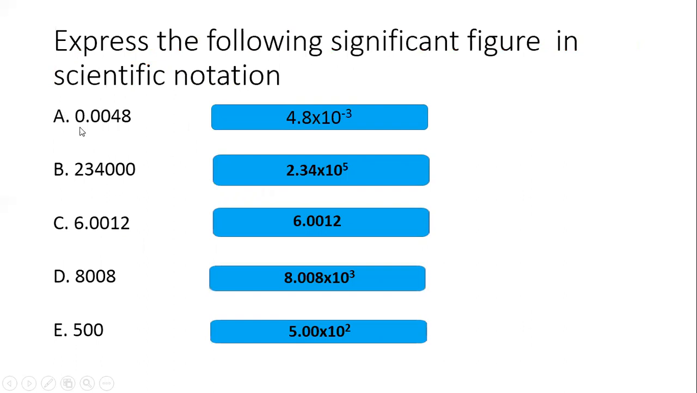Express the following significant figure in scientific notation. A, 0.0048. अब यहाँ पर देखिए 4.8 और ये 1 2 3, तो यहाँ 4.8 into 10 to the power minus 3 कर देंगे. फिर 234,000, तो यहाँ कर दिया हमने 2.34 और 1 2 3 4 5, तो 10 to the power 5 में इसको हम राइट कर सकते हैं. फिर 6.0012, तो इसको ऐसे लिखेंगे. फिर नेक्स्ट 8008, तो 8.008 into 10 to the power 3 और 500, तो यहाँ 5 पे पॉइंट लगा देंगे और ये 10 to the power 2 में चला जाएगा, तो 5 into 10 to the power 2.